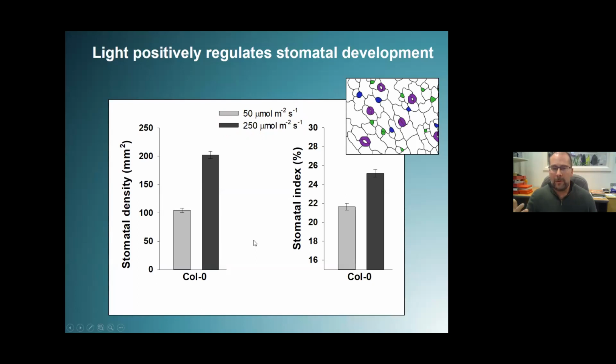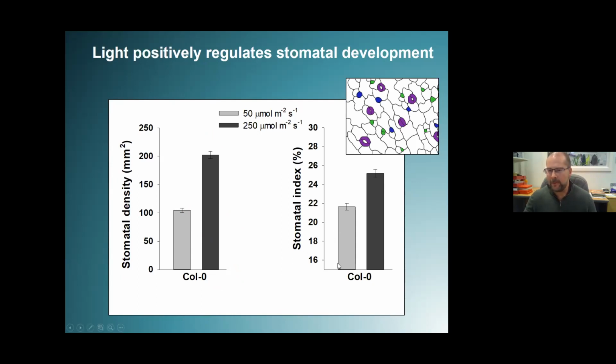And so what you can do is grow these plants, take the mature leaves, make impressions with dental resin, and then count stomata. And I have, and my group has, counted an awful lot of stomata over the years. And what you see is if you just count the number of stomata, it's very clear that when you grow plants under high light, you have a higher stomatal density on the leaves. So there are more stomata per unit area.